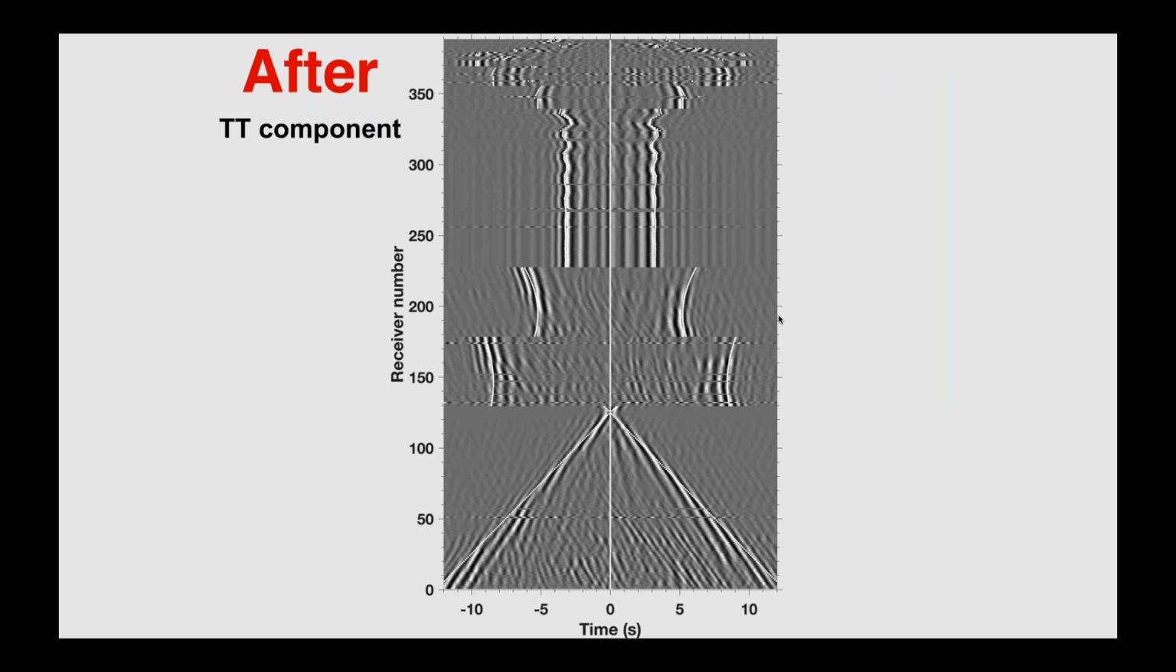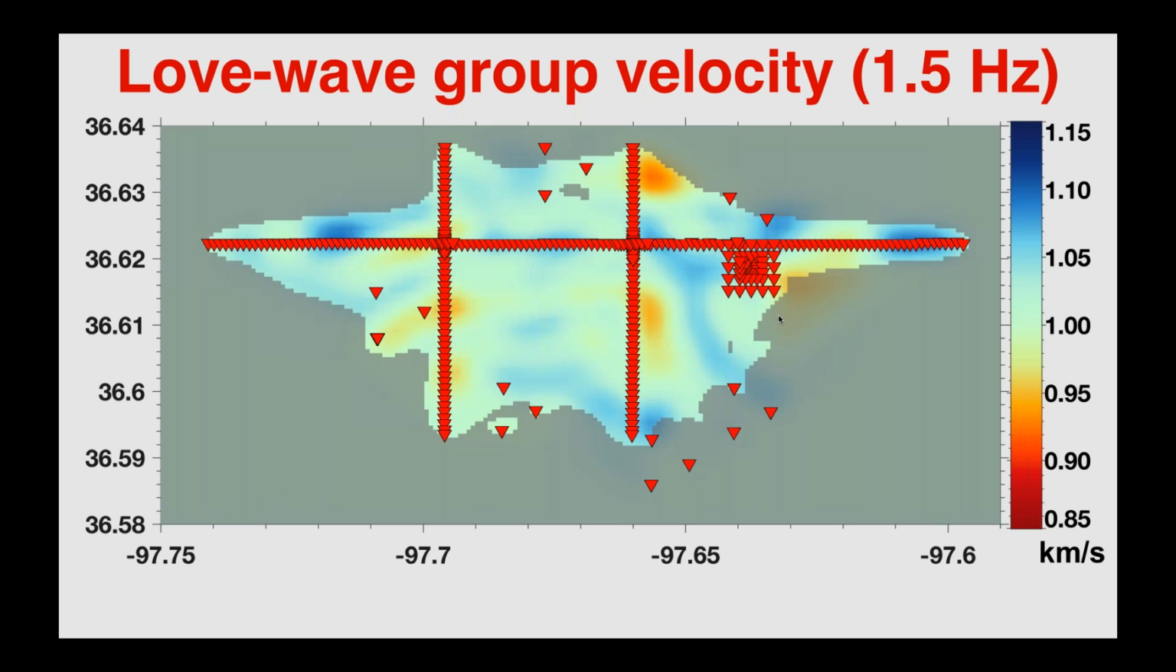I realized that after doing this weighted sum, the TT component becomes very symmetric and very easy to use for tomographic study. So I use this TT component for the tomography. From that TT component, I invert the Love wave group velocities. This is one frequency slice, and we can find some small features, like fast velocities in blue and slow velocities in red.